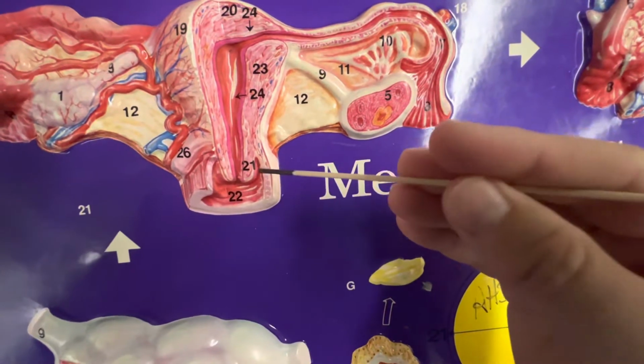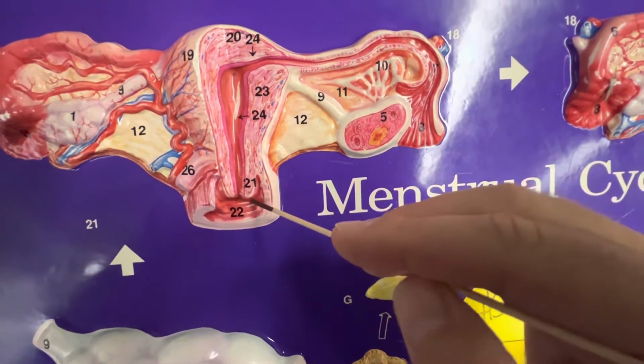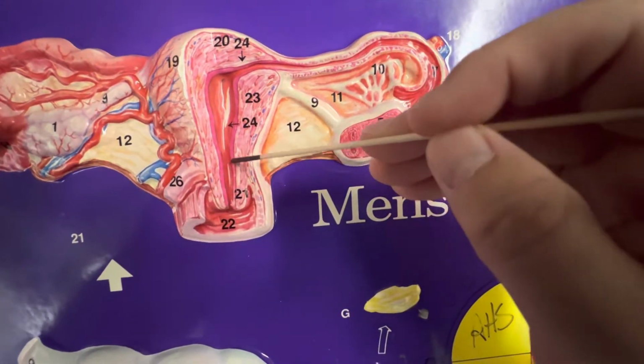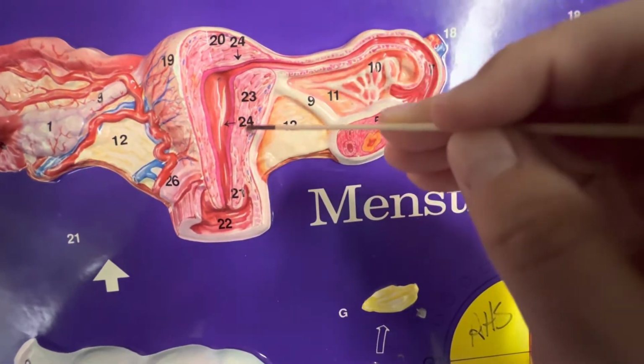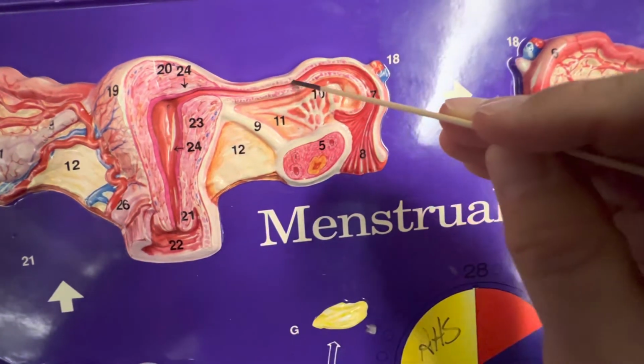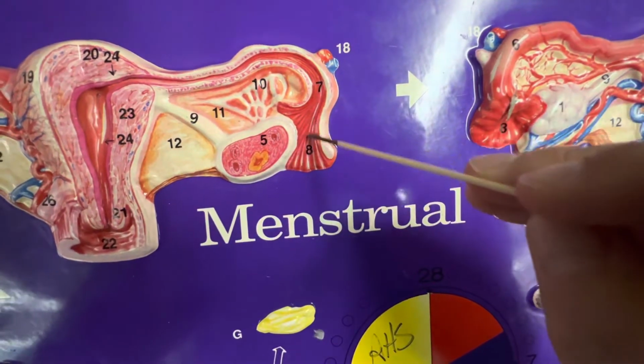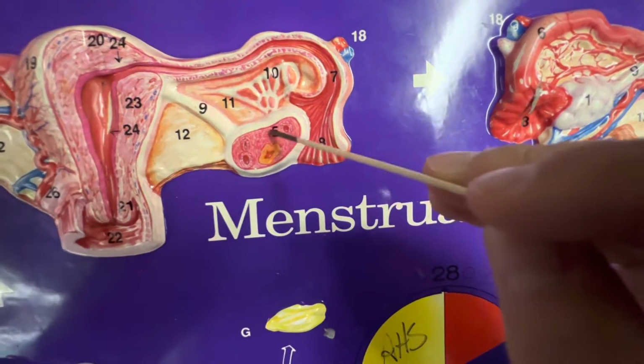The indentated areas here and here are the fornix. Here is the endometrium, myometrium, and the perimetrium. Fallopian tube or ovarian tube, same thing. These are the fimbriae. Here's the ovary.